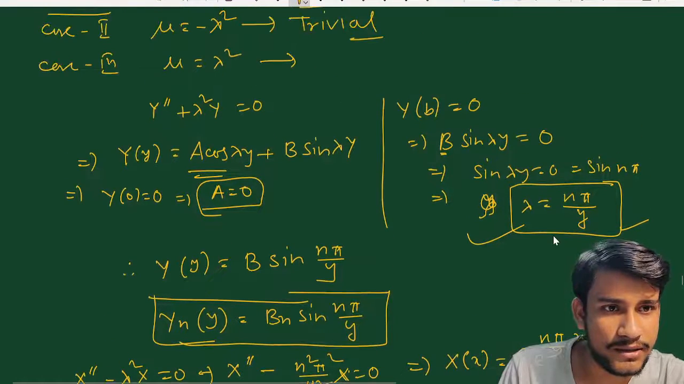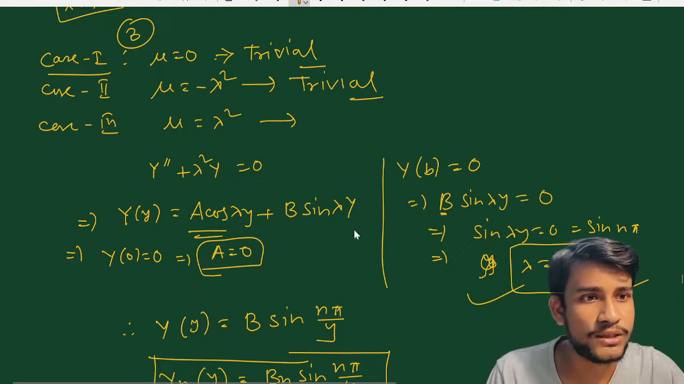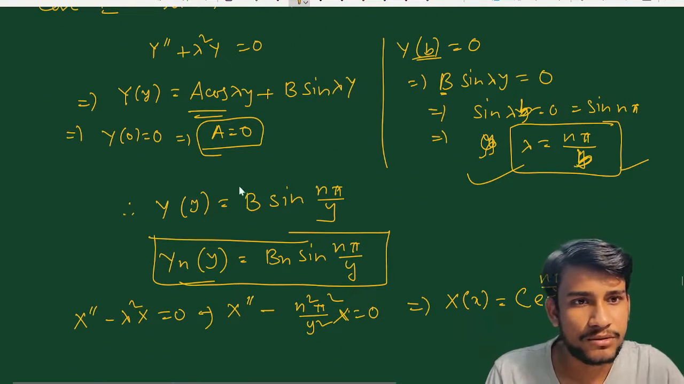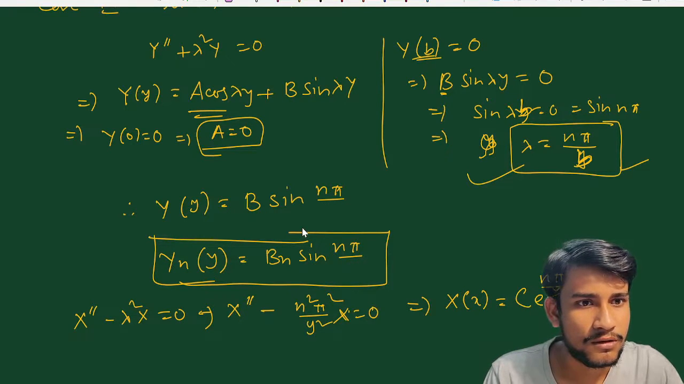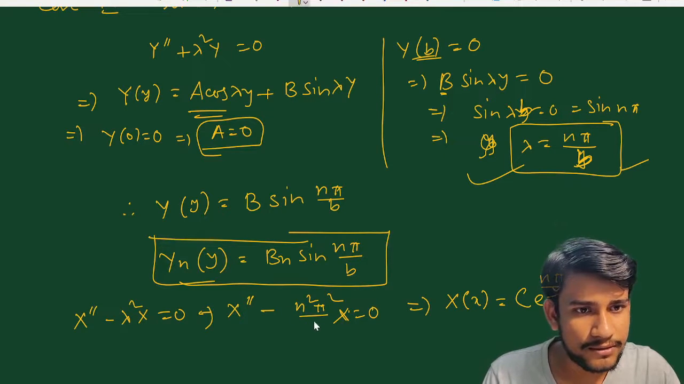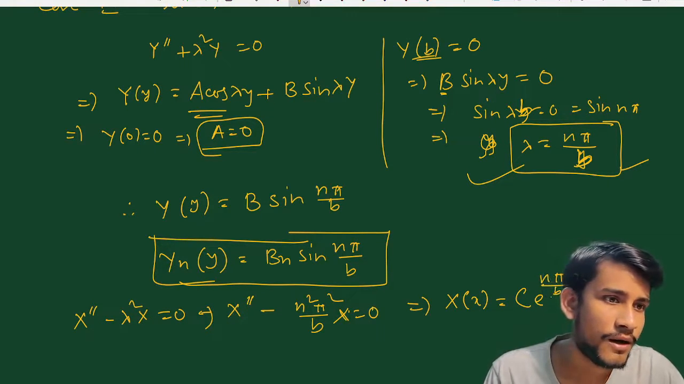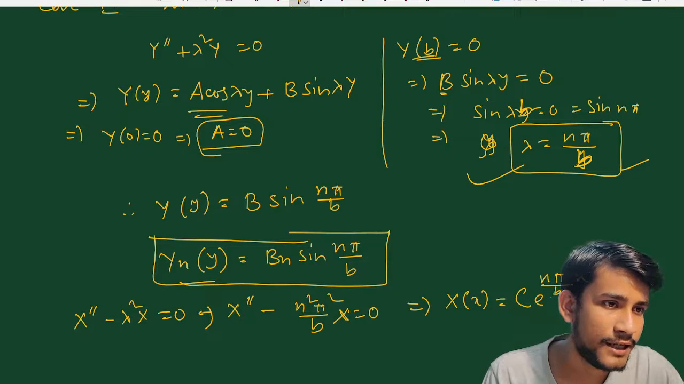Just a minute, I think I missed it. Oh, sorry, this should be b, thank you, not y. So this should be n pi by b. Sorry for the mistake. The solution is x equal to c exponential n pi by b into x plus d exponential minus n pi by b into x.